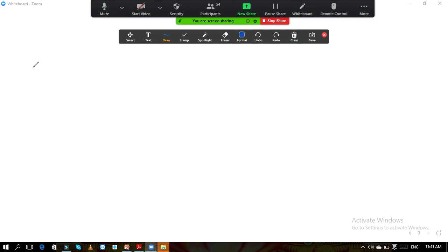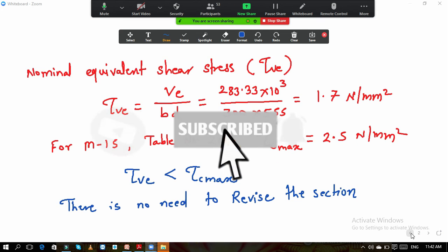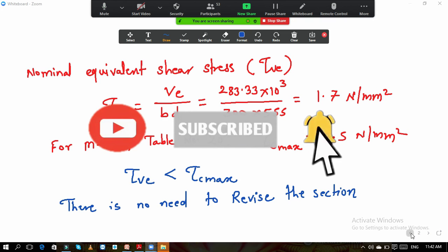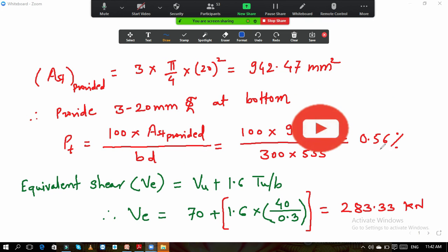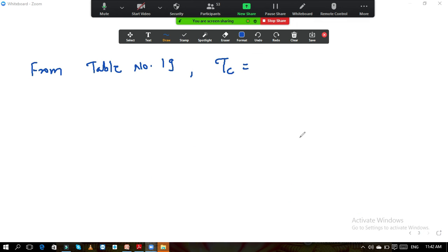Okay, and find out the value of tau c, that is the permissible shear stress. From table number 19, tau c is equal to, so we need to calculate the value of tau c. To calculate the value of tau c, we need to know the percentage of steel. So the percentage of steel is 0.56%. This is our percentage of steel.